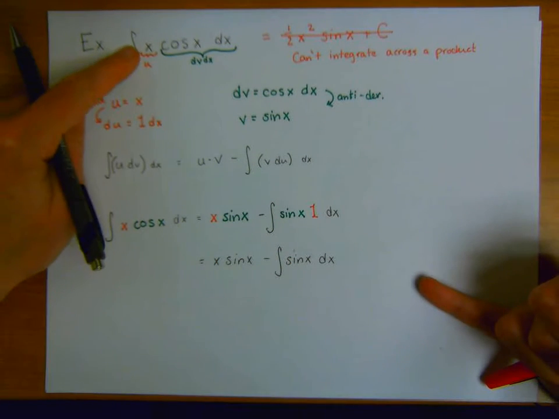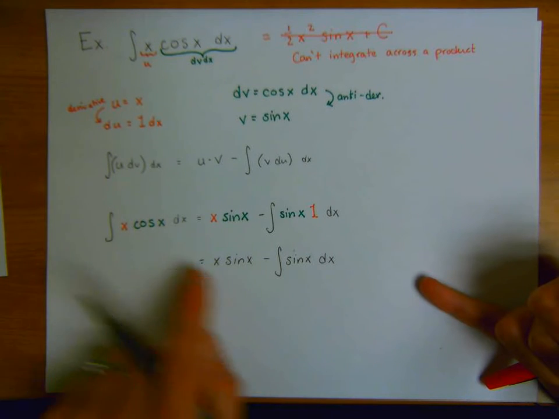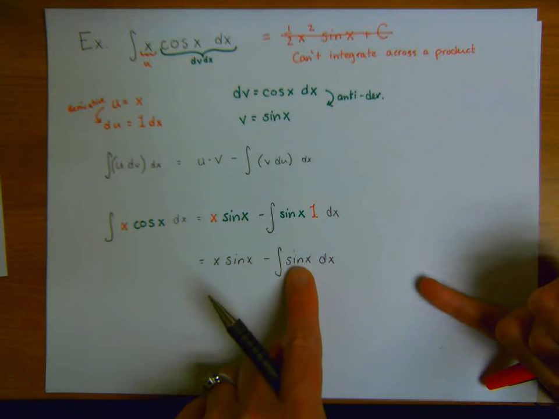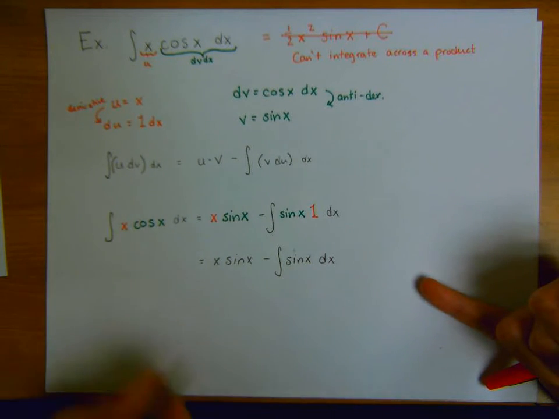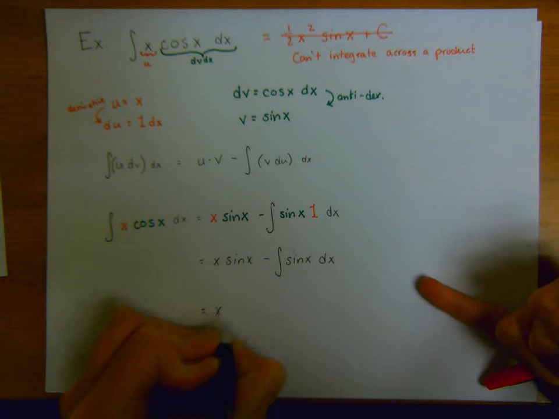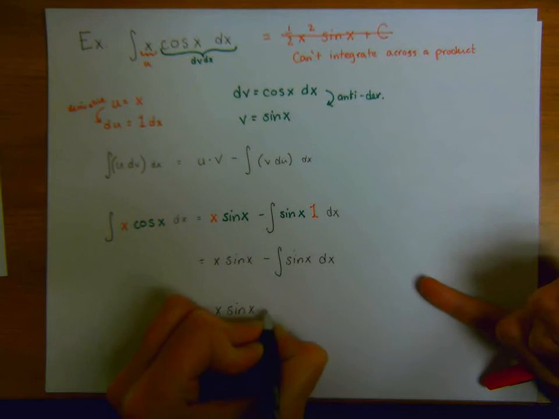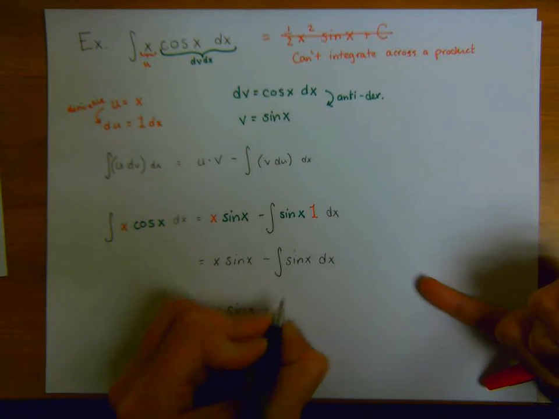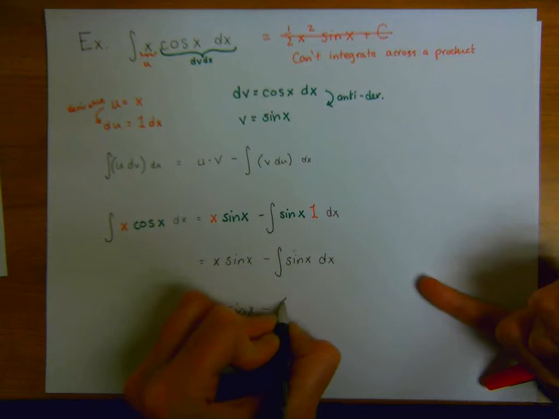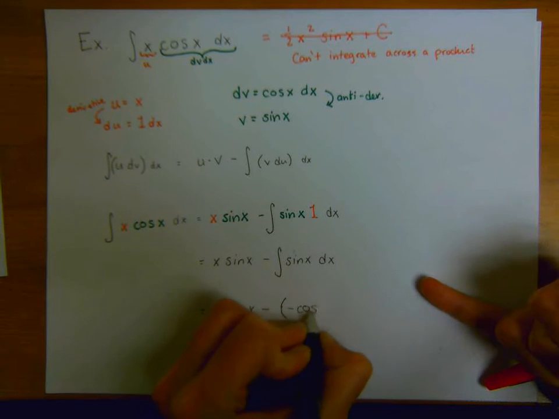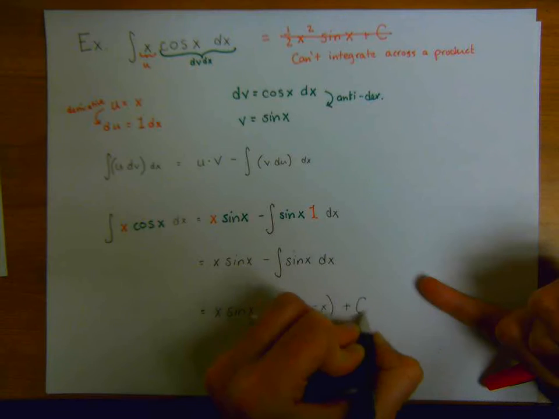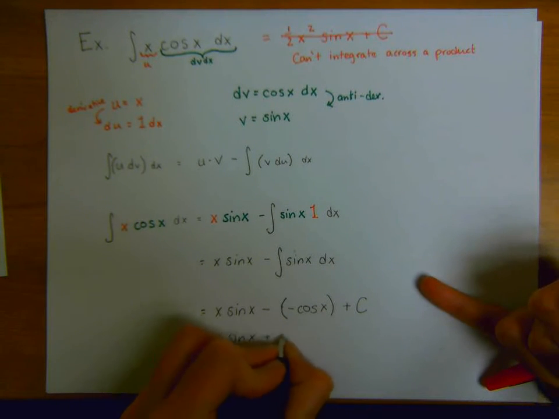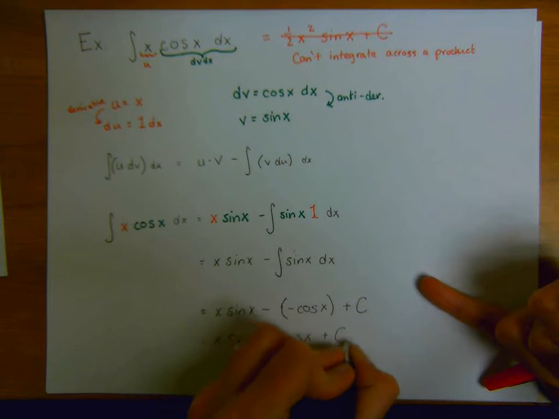So notice the integration by parts took this really messy product and turned it into some terms minus this thing that was easy to integrate, that I know how to integrate, the sine of x. So my final answer is going to be x sine of x minus the integral of sine. The derivative of sine is cosine. The integral of sine is negative cosine plus c, which ends up being x sine of x plus cosine of x plus c.